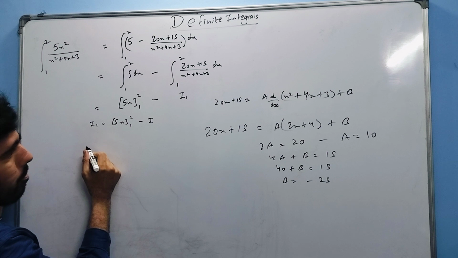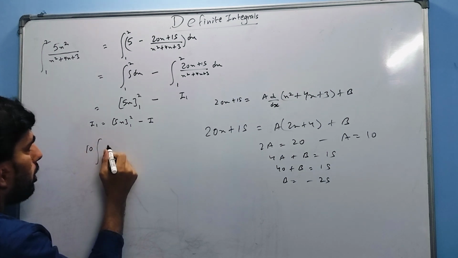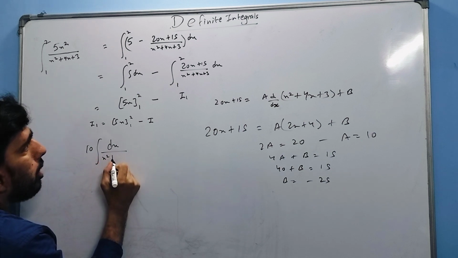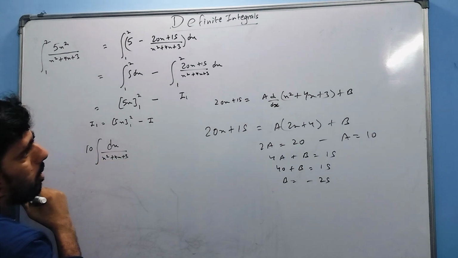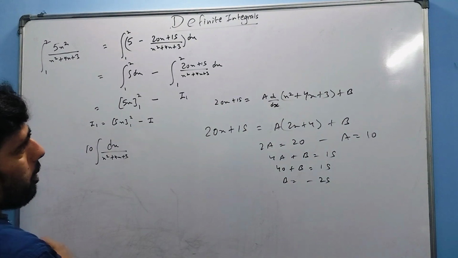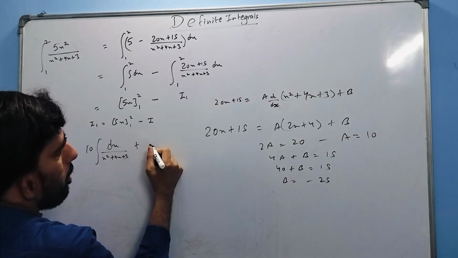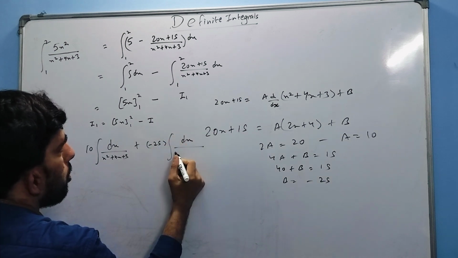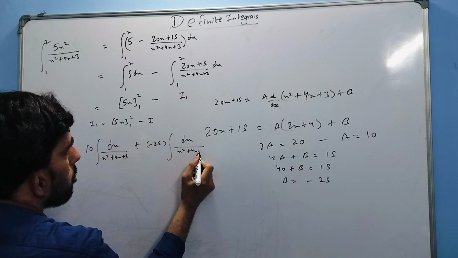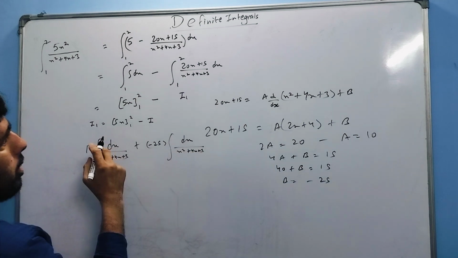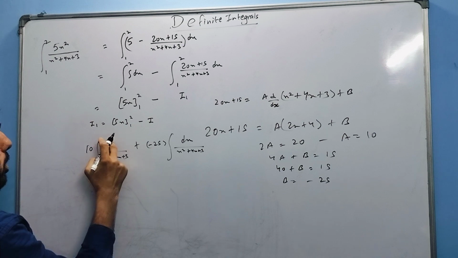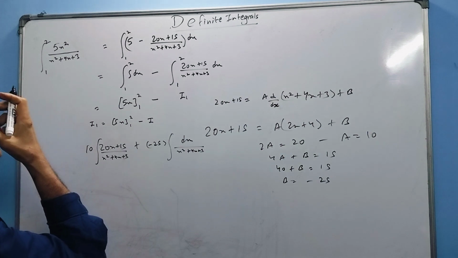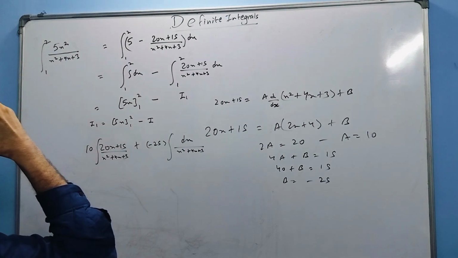a, I have 10, so I'll take it outside, dx upon, now I'll take the value x square plus 4x plus 3. Okay, a divided by x plus we have b, minus 25. Now I have got this value. Okay, x square plus 4x plus 3. Okay, now here we'll put the value, this one, 20x plus 15. Okay, so now I have taken the 10 outside, so we can write this.